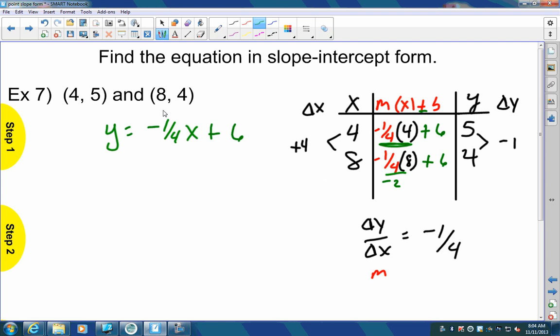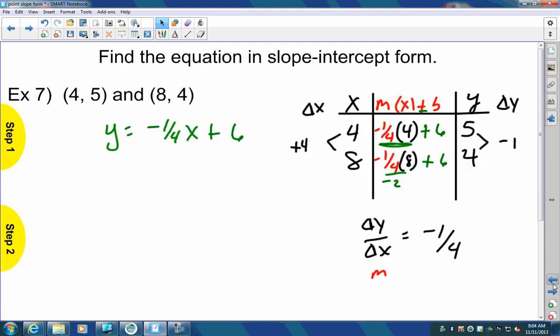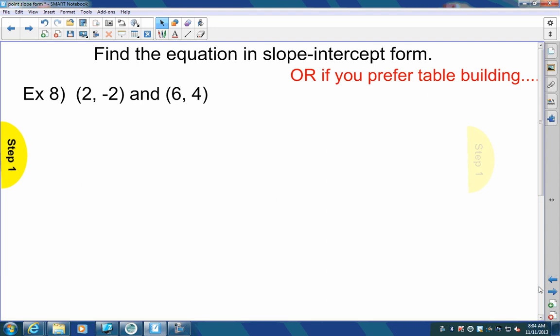Okay? Let's try and remember. Let's see. Yeah, they're not the same points. Okay, right now, try and ignore all this. Try and find the equation of this line the same way I just showed you. We're putting it into slope-intercept form. Make a table, find delta y over delta x, and figure out your y-intercept. Do that now, please.